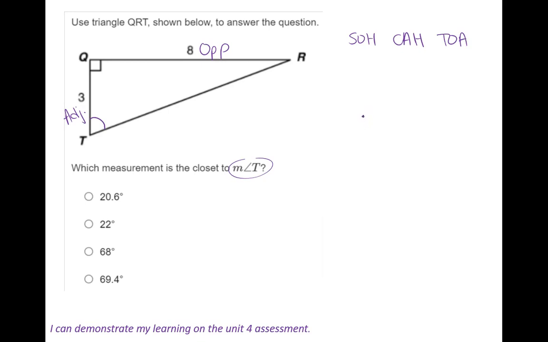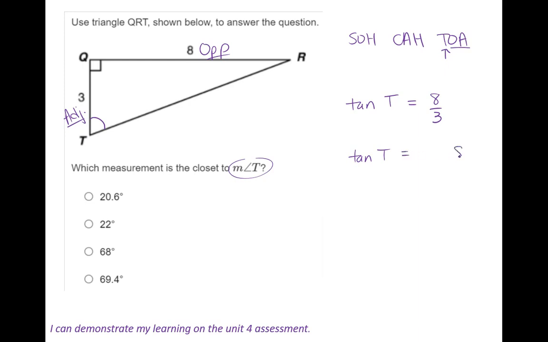I'm going to look for opposite and adjacent. I see it right there, so I'm going to use tangent. Tangent of T for the angle, and then opposite over adjacent is going to be 8/3. Again, I'm looking for T, so I have to get rid of tangent. I'm going to do that with my inverse trig. That's the opposite of a trig function, inverse trig.